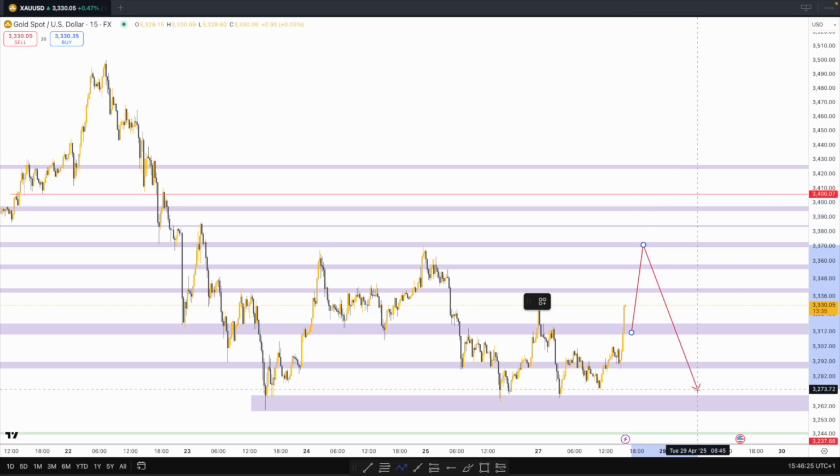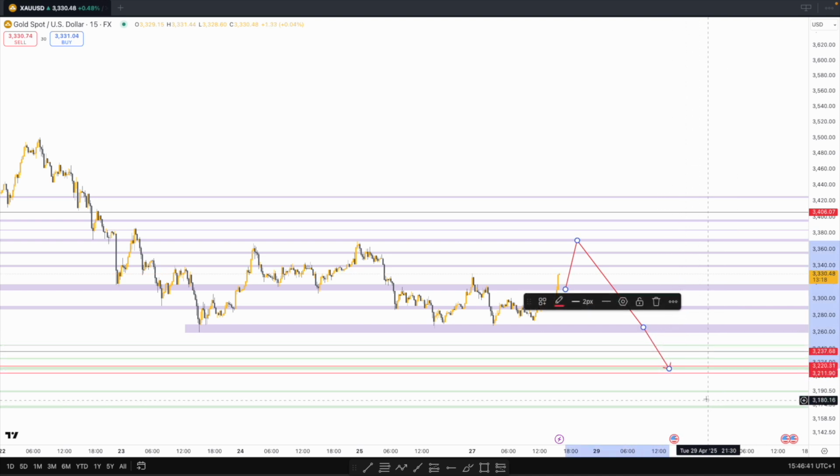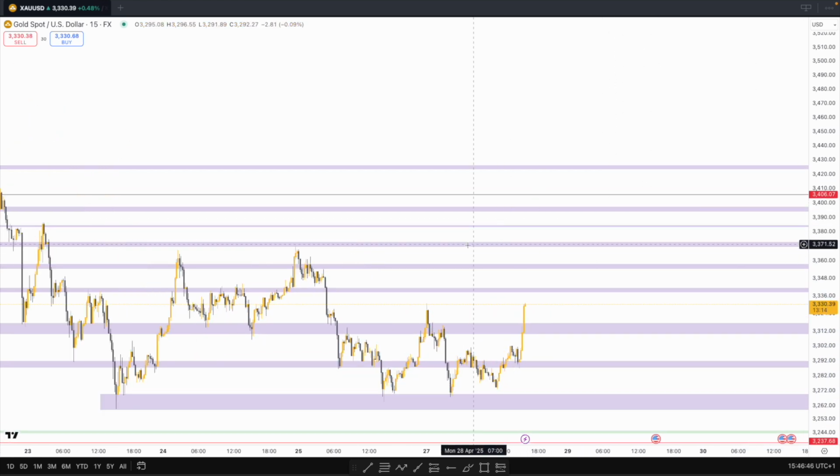Whereas if we see a respect of one of these levels as a strong resistance and price breaks back down, and we see this level of around 3,265 broken, a bearish continuation is more likely, with us perhaps taking a trip down into the low 200s. So yeah, with that all being said, that's going to be our start of week technical analysis.